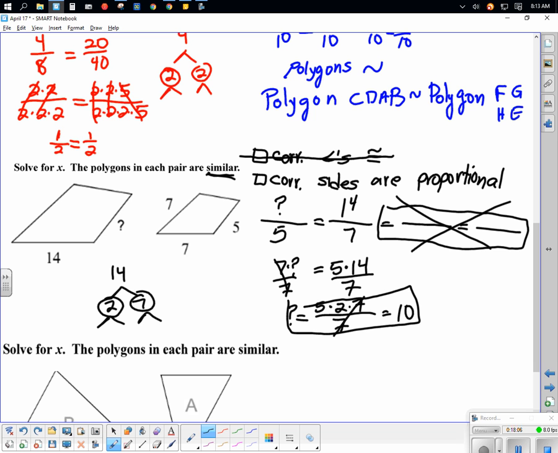So class, when I'm solving these problems, I put everything on the table, all the information that I know. Some of it will be useful to me, some of it cannot help me. Okay, and that is the answer. I'm sorry, there's no x. But I found the missing side. I found it to be 10. Okay, next example.